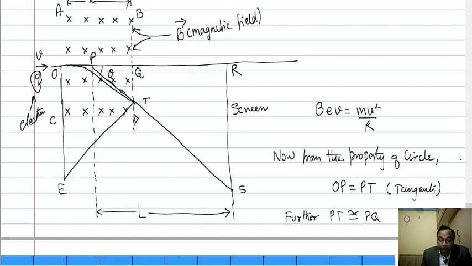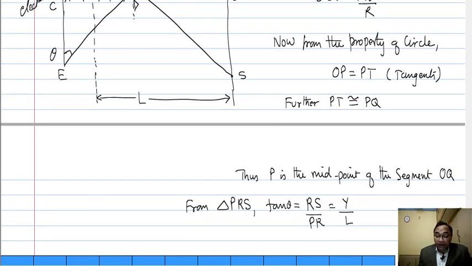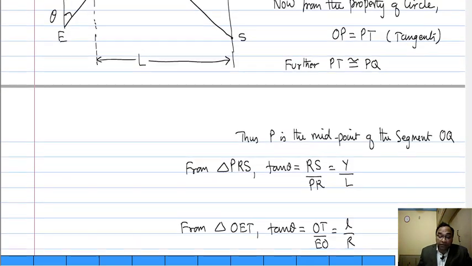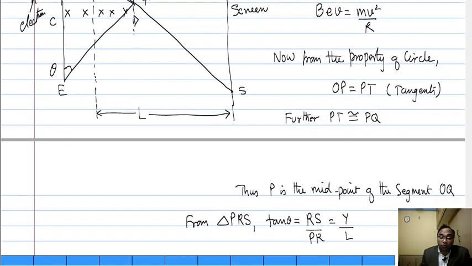And using the circle property, this also will be the same as theta. It is the angle between the similar tangents. Now, since the charged particle is moving in a circular path, we can say BQV, BEV is mv squared by r. This is known to us. Now PT is also equal to PQ almost, because the angle is very small. This means that P is the midpoint of OQ.